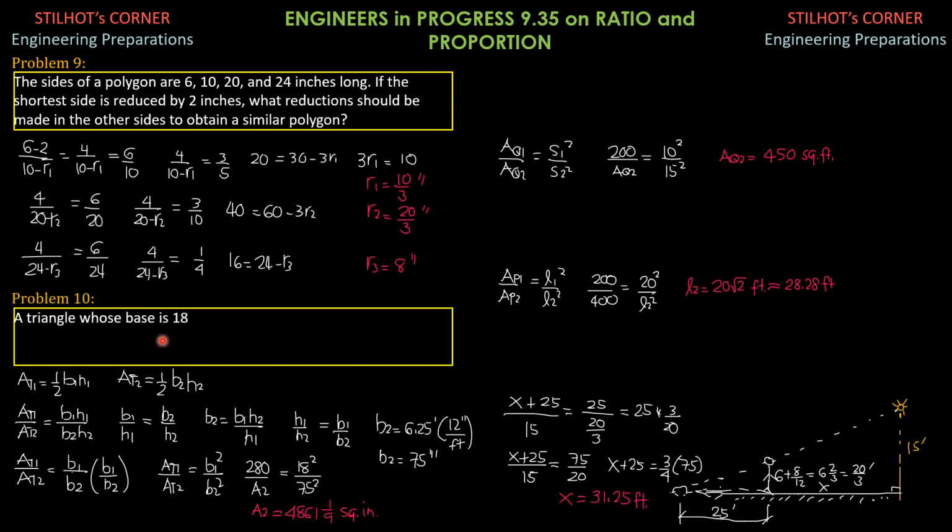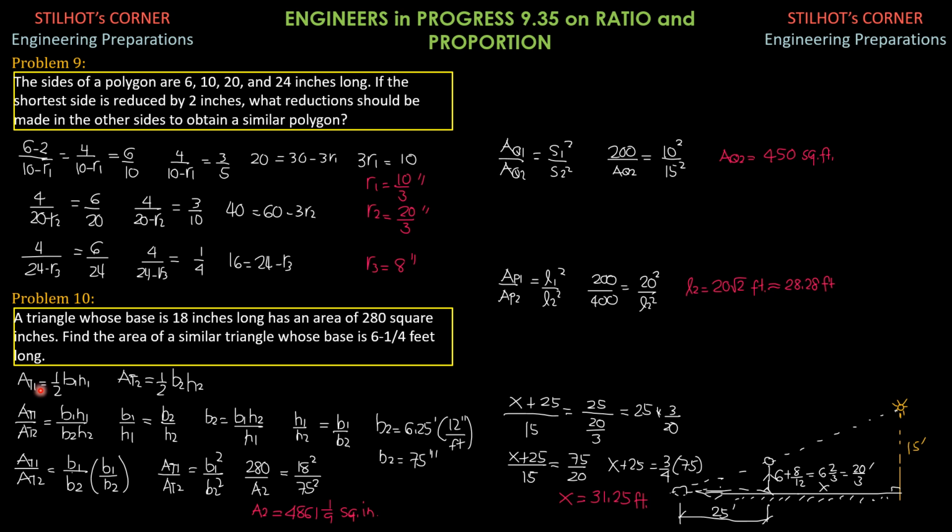A triangle whose base is 18 inches long has an area of 280 square inches. Find the area of a similar triangle whose base is 6 and 1/4 feet long. The area of a triangle is 1/2 base times height. So for triangle 1 in particular, 1/2 B1 H1. For triangle 2, 1/2 B2 H2, where B1 and H1, or B and H, are the base and the altitude of the triangle respectively.